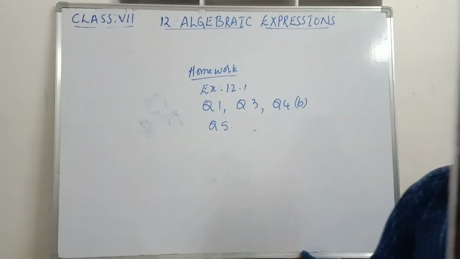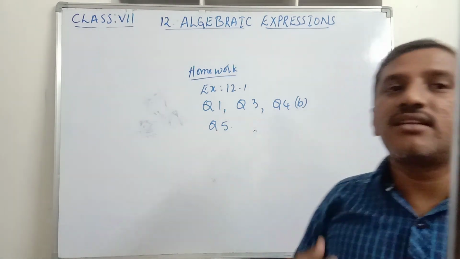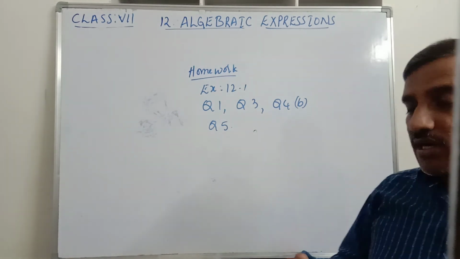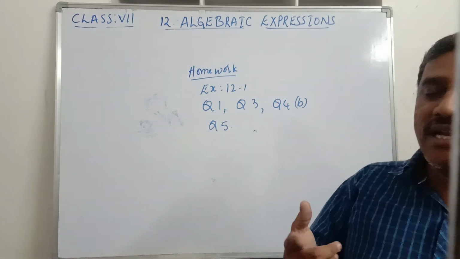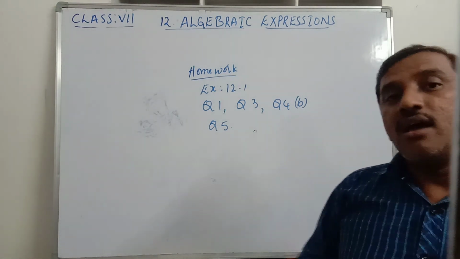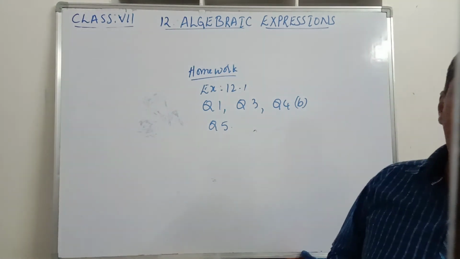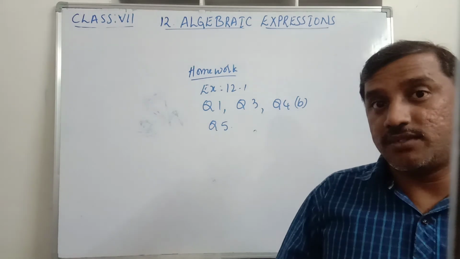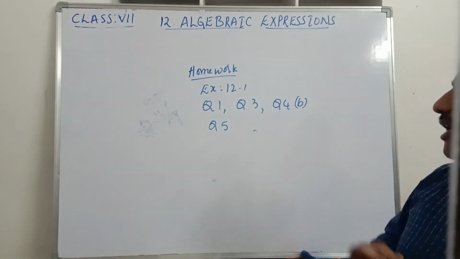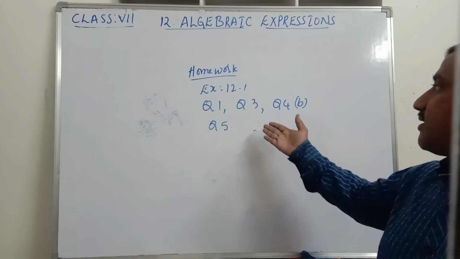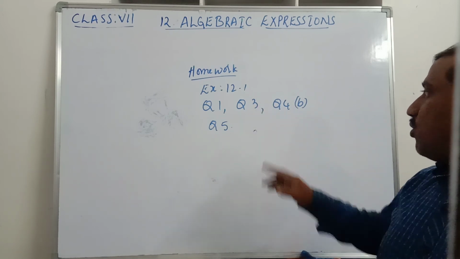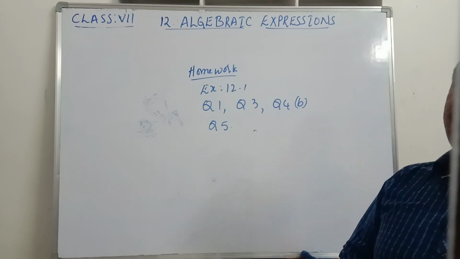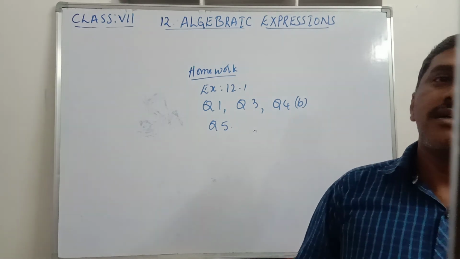Yes, I hope you understood today's concept, that is the classification of algebraic expressions as monomials, binomials and trinomials based on the number of terms. Polynomials are algebraic expressions which contain one or more than one term. We also studied the addition and subtraction of algebraic expressions, that is like terms and unlike terms. With this knowledge, your homework is exercise 12.1, question number 1, question number 3, question number 4 B bit, and question number 5. The leftover sums you can do as your homework. Thank you very much.